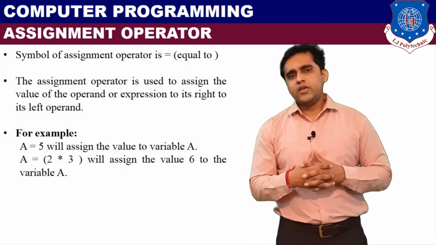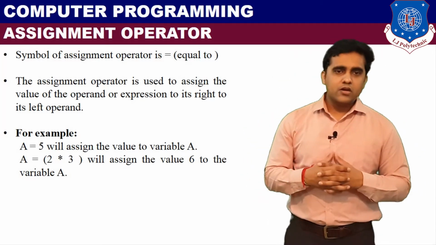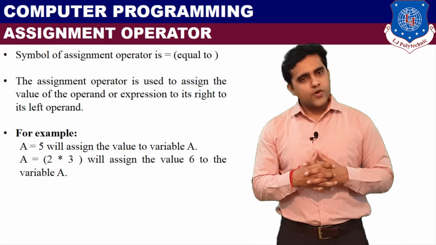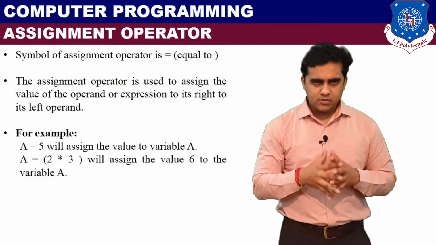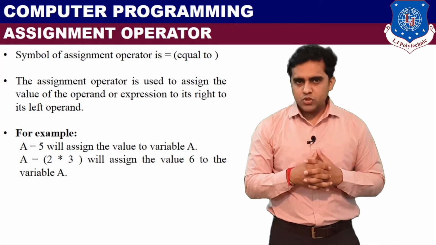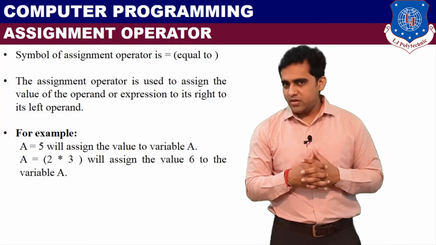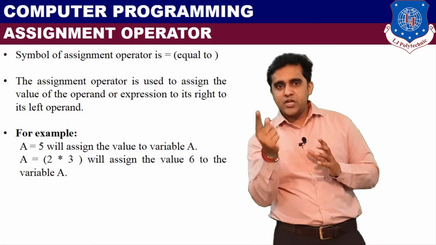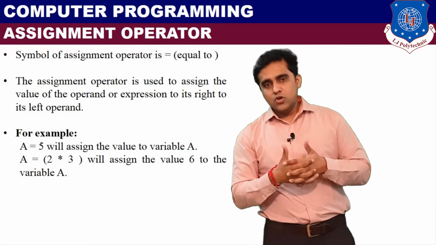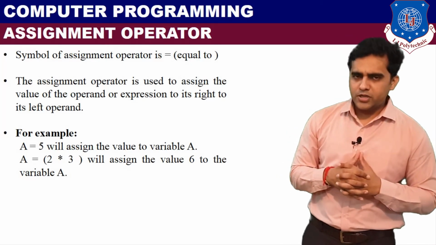For example, if I am writing a equals to 5, the value 5 is going to be assigned to a. And if I am writing a equals to (2 into 3), meaning the multiplication of 2 into 3, 6 is going to be assigned to a. So this is the basic use of the assignment operator.